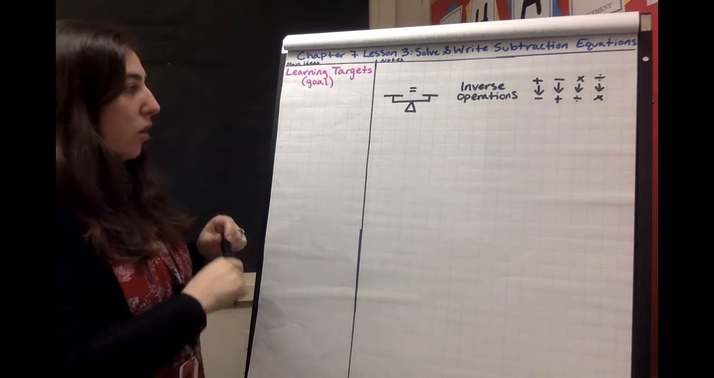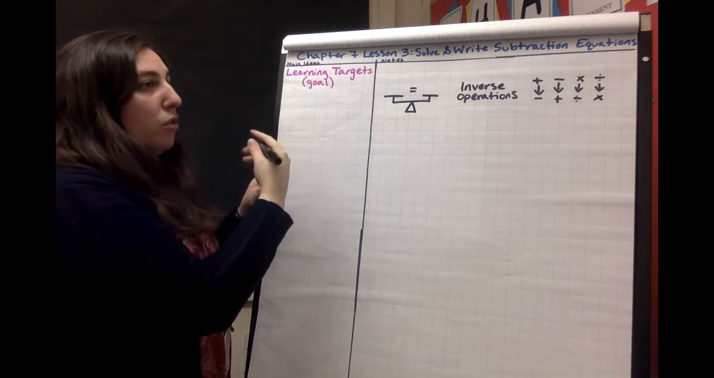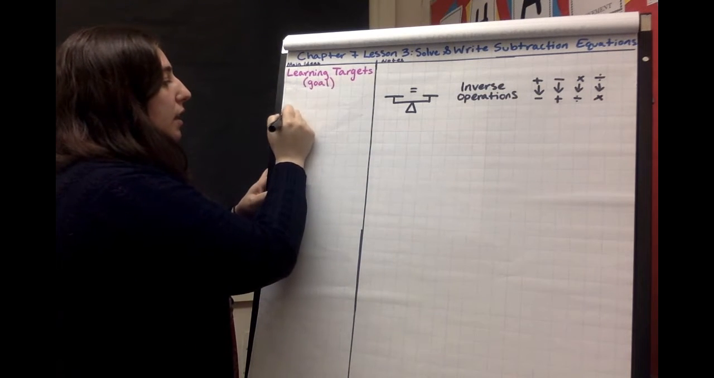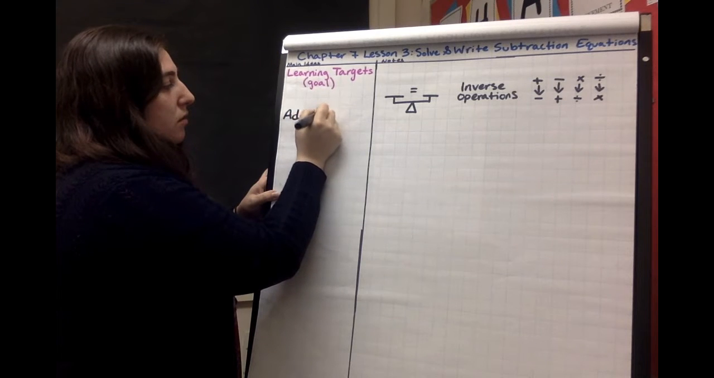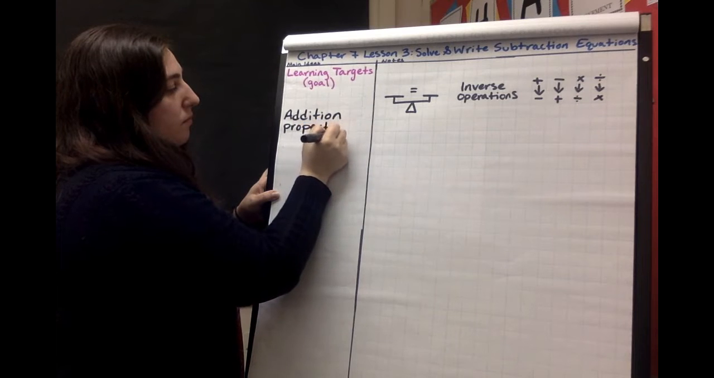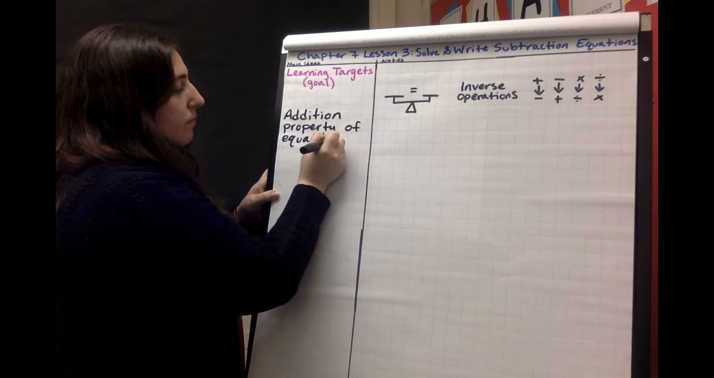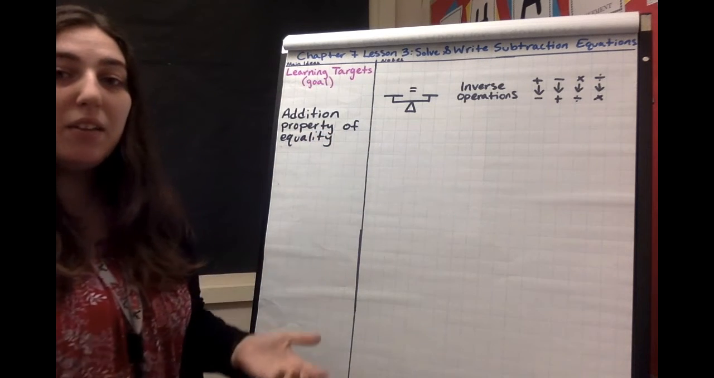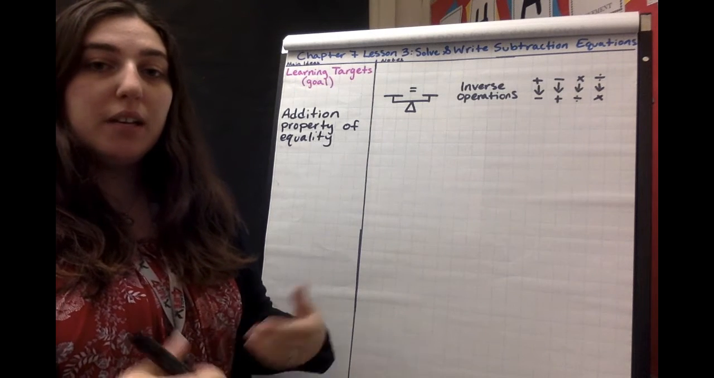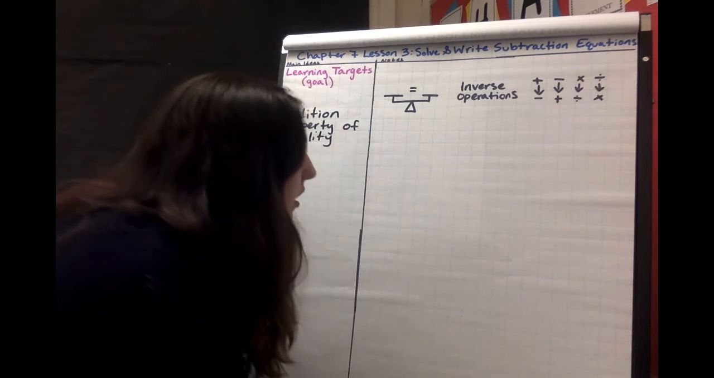All right, so we are going to start off by writing a new property of equality down that we have not learned yet. So this is going to be the addition property of equality. Yesterday we learned about the subtraction property of equality. Today we're learning about the addition property of equality. So let's write down a definition.